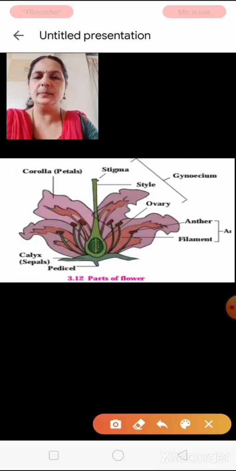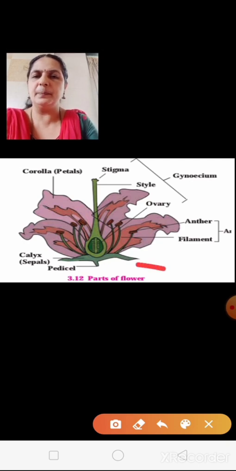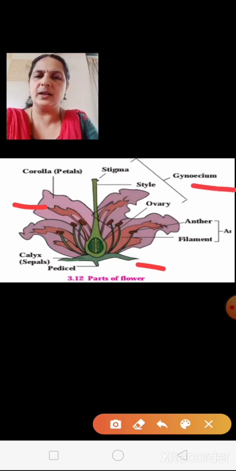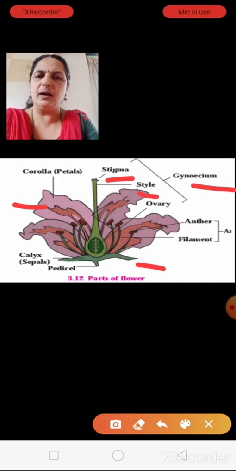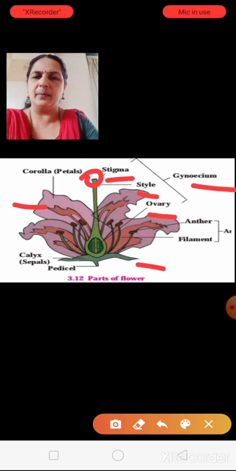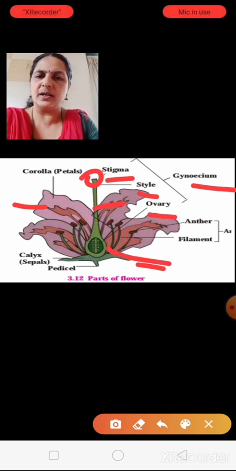You can see here, this is the calyx, the colorful petals or the corolla, and three parts are there in the gynoecium. Under that, style, stigma and ovary. You can see here, the topmost part of the flower is called the stigma. The middle pipe-like structure is called the style, and the base is called the ovary.